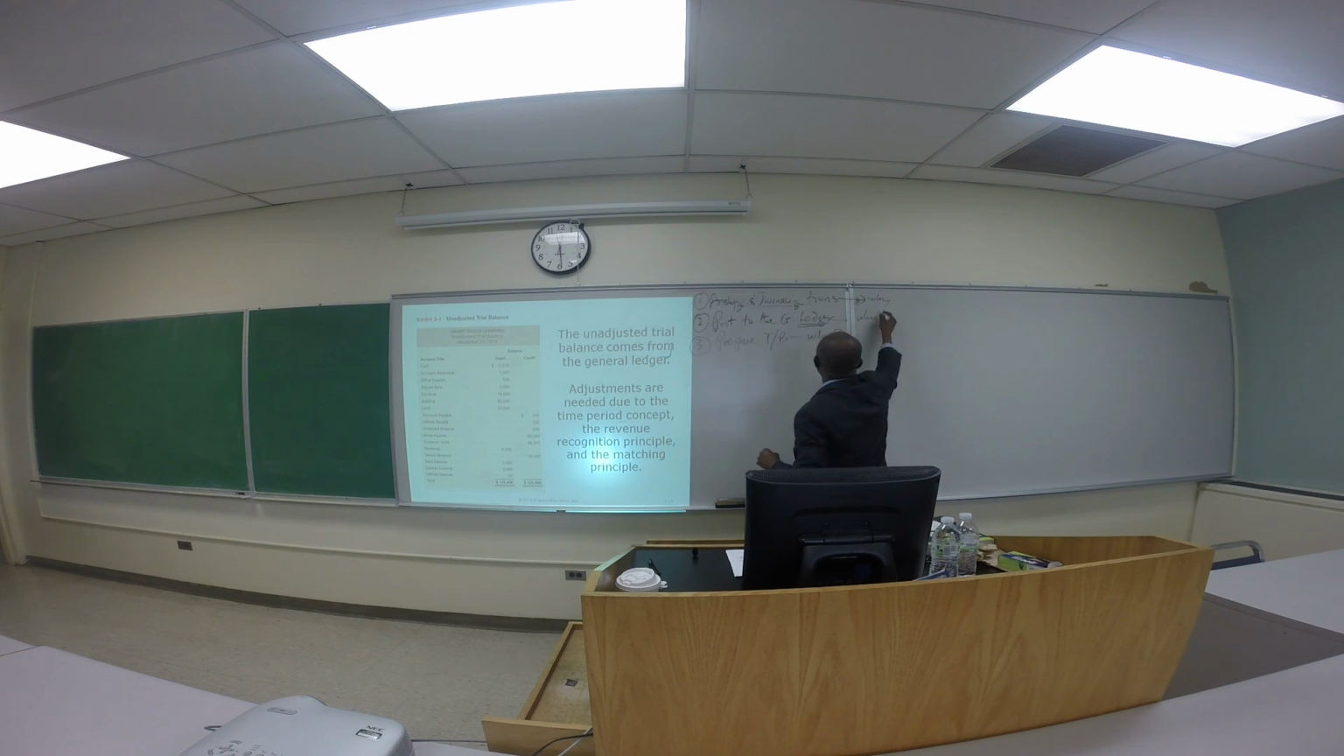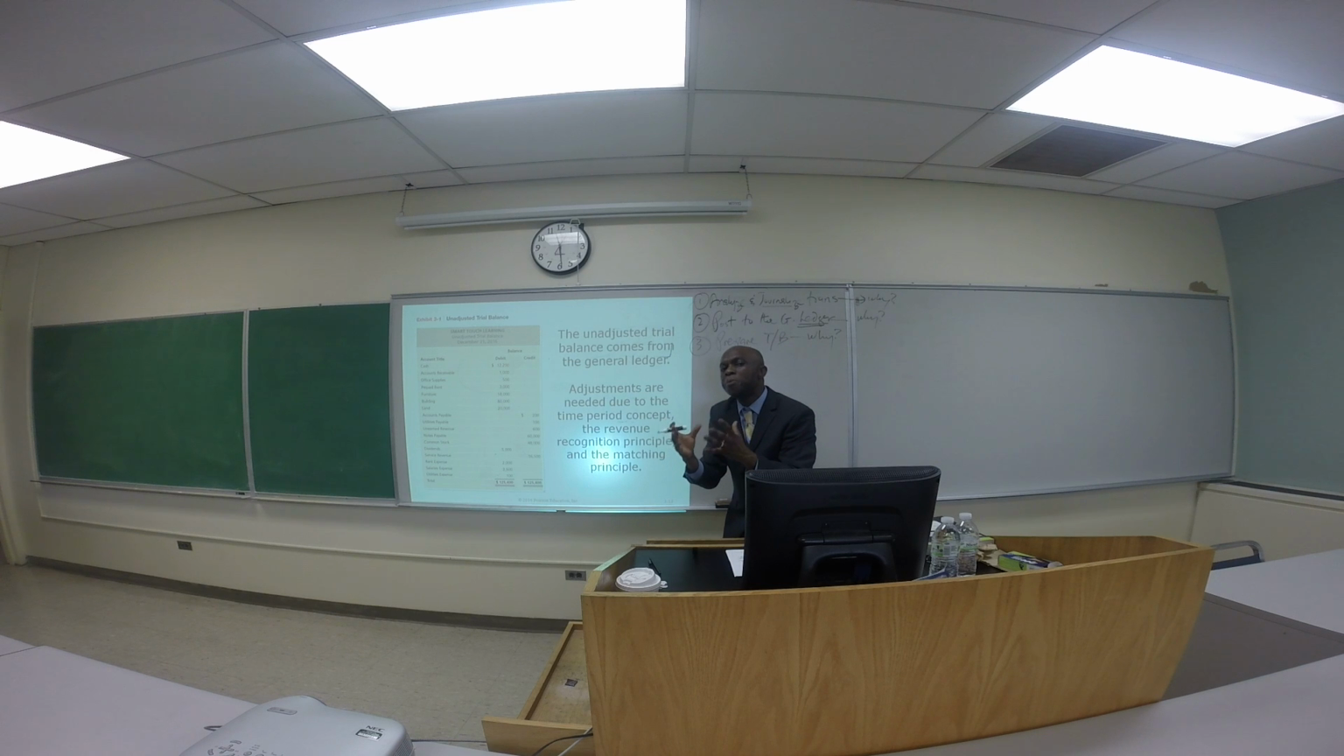Why do we prepare the trial balance? We prepare the trial balance because during the process of posting from the journal to the ledger, you remember the posting process? You can easily make a mistake. If you post a debit instead of a credit, guess what? And you don't know it, when you prepare a trial balance, the trial balance will uncover that mistake. So the trial balance is a list of all the accounts in the ledger with their debit and credit balances in order to check our arithmetical accuracy during the process of posting.